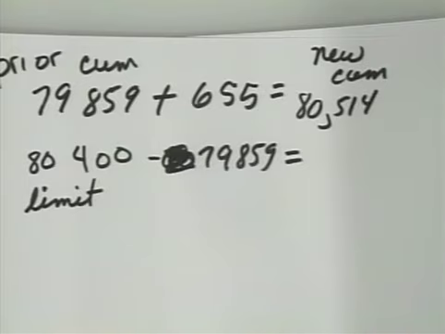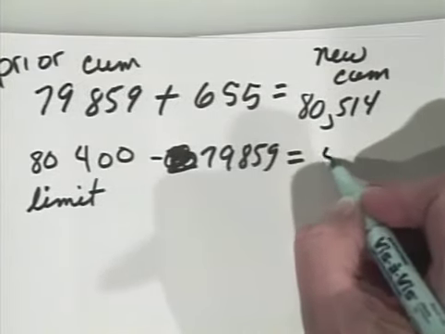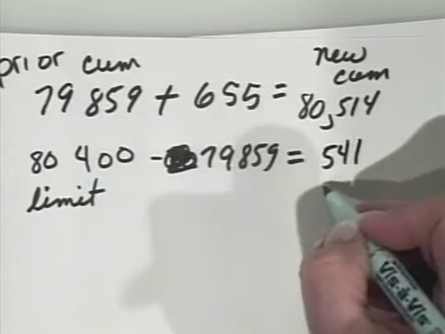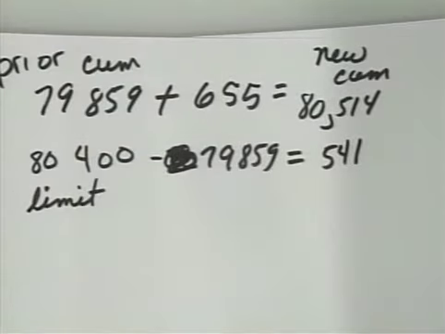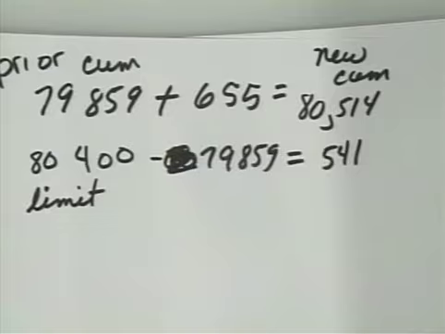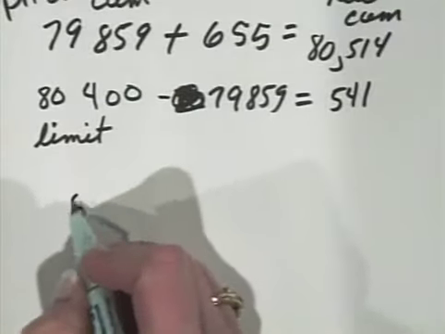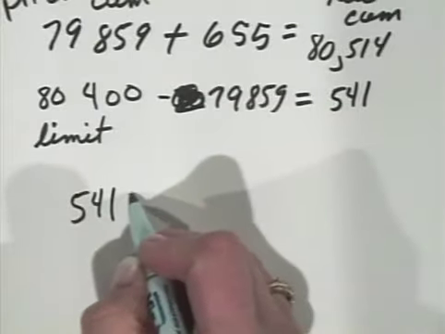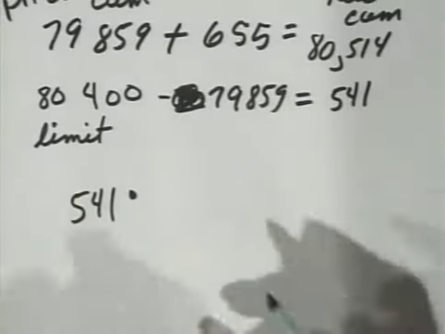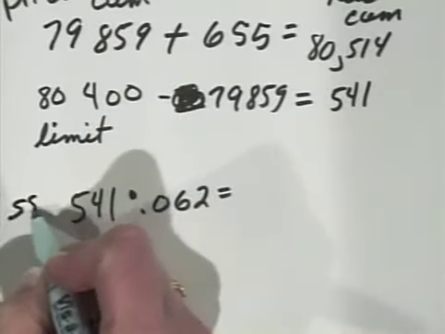What number do we get? $541 are under the limit. So I need to pay the Social Security rate on that 541, not the total of 655. Everything above that is over the limit. I don't need to take out taxes. So we're going to go $541 times, and I'm going to use that dot to mean multiply, 0.062, and that'll give me my Social Security.